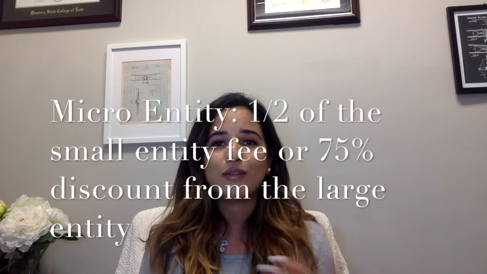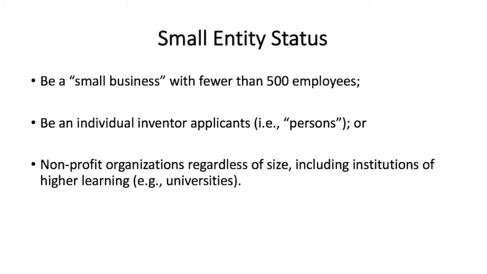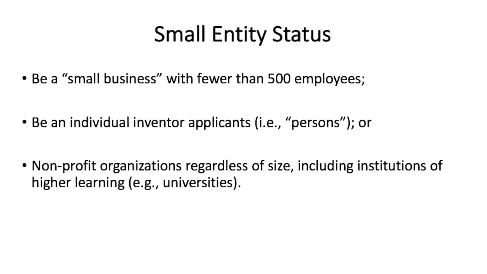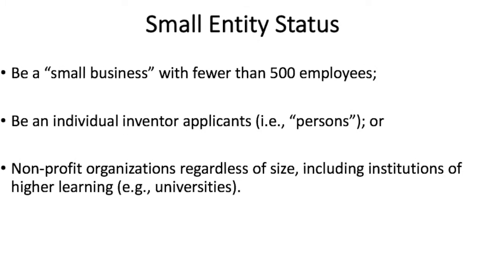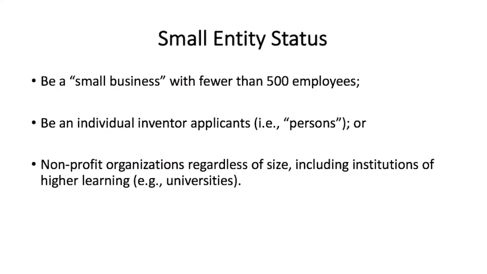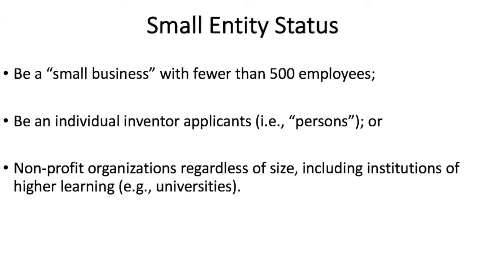So how do you qualify for these? Let's start with the small one. A small entity status applies to small businesses. So any business with less than 500 employees is considered a small business for patent filing fees. If you're an individual inventor or applicant, so basically if you're filing as yourself and you own the rights to your patent, it doesn't matter how much money you make, you're considered a small entity. And the last one is nonprofit organization. So any nonprofit business is also considered a small entity.